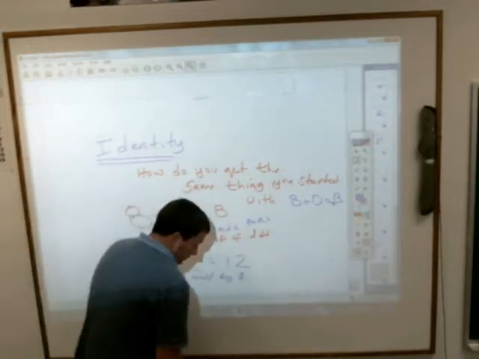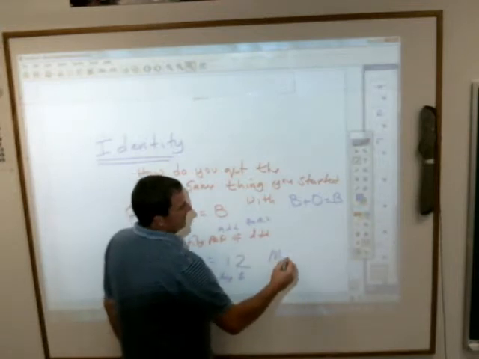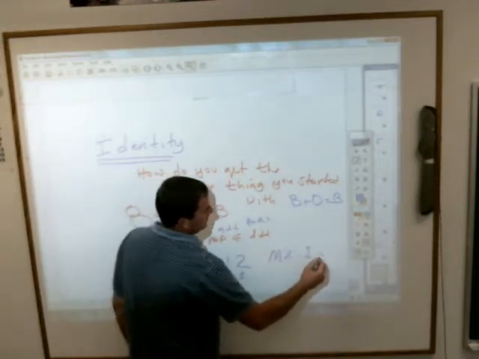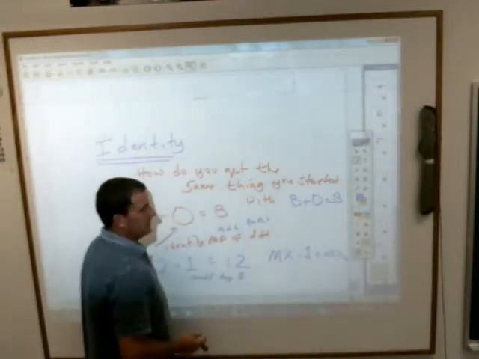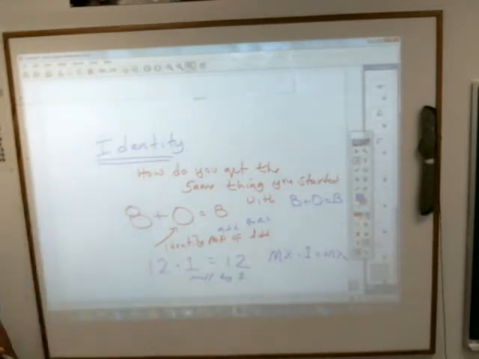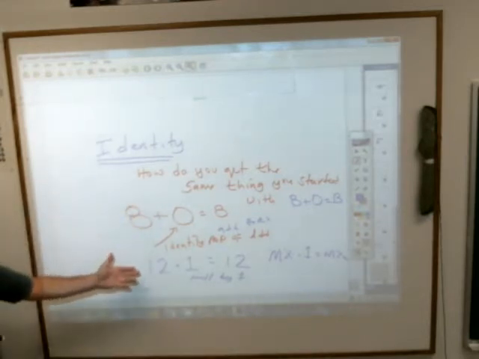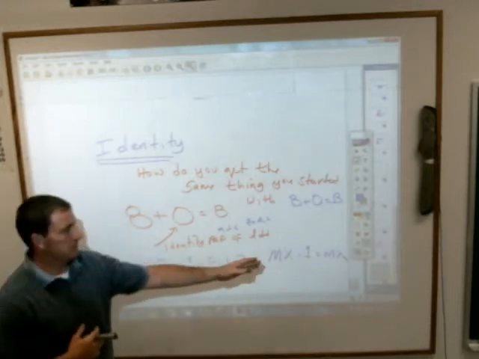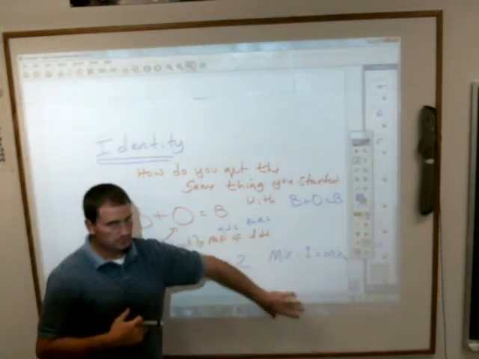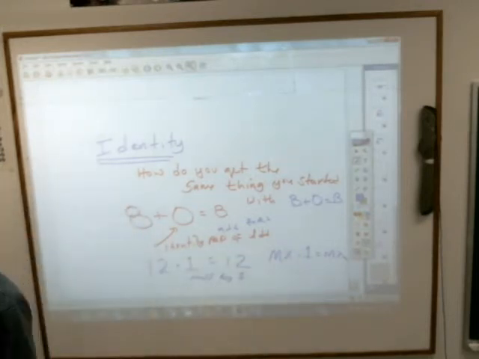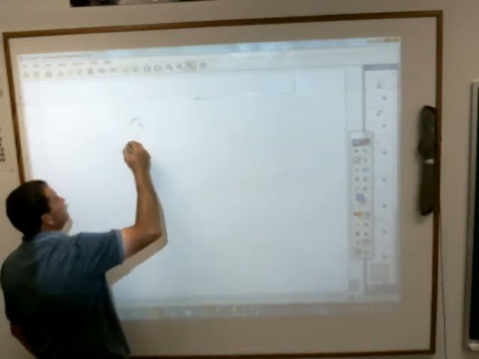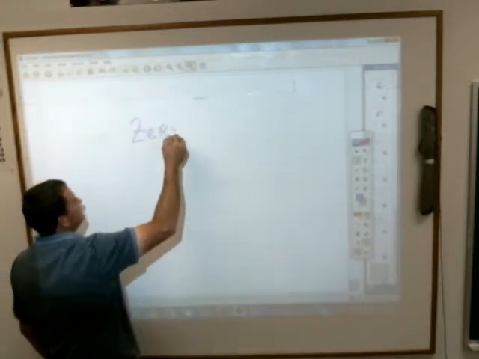Or if you did mx times 1 equals mx, and I asked you what property that is, you would just tell me that is the identity property of multiplication because it's multiplied. Don't worry, math gets much harder than this. And there's only one more property.